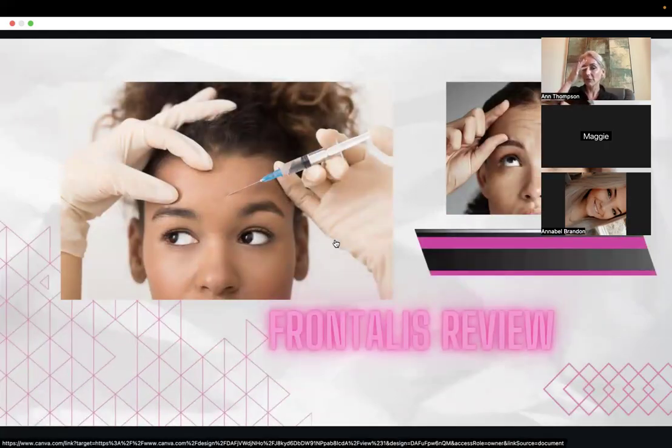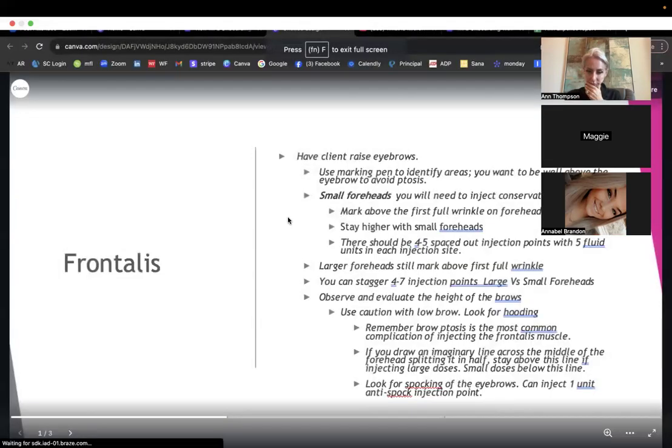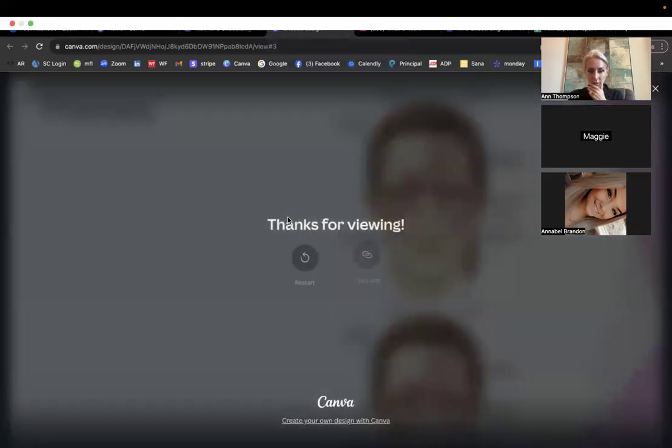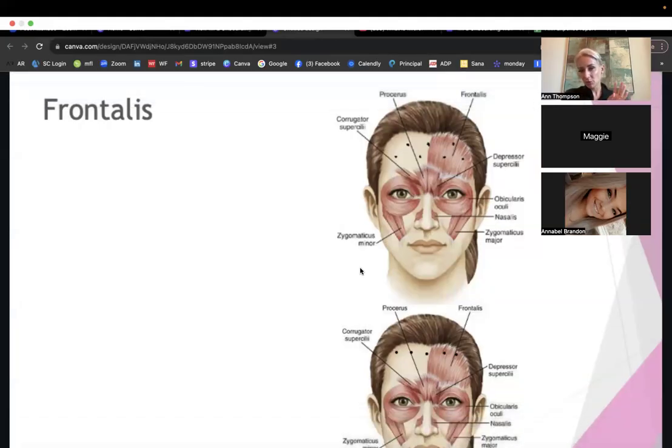All right, let's talk about the frontalis, just a little bit of education. Whenever you are treating the frontalis, remember you have large and small foreheads. With a small forehead, you're really only going to do between 4 to 5 injection points, but with a regular size forehead, it's usually a total of 7 injection points, unless they get these little rainbows, and then you will add 2 more for a total of 9.